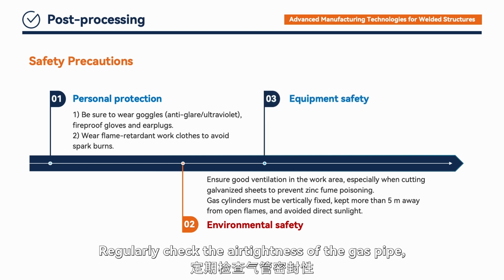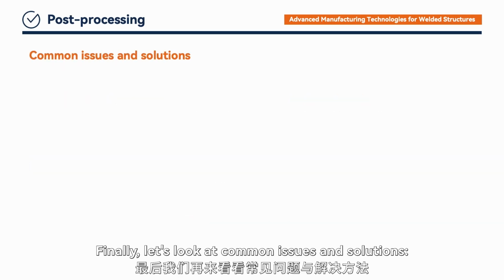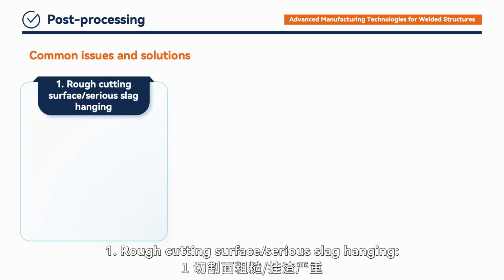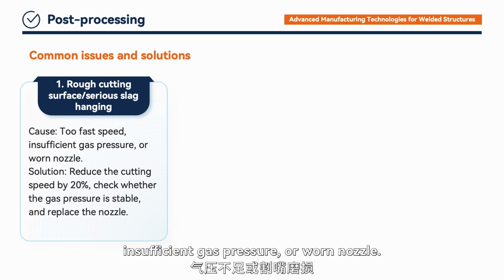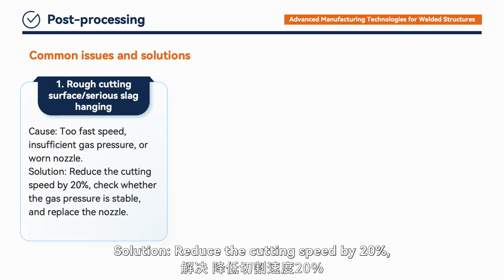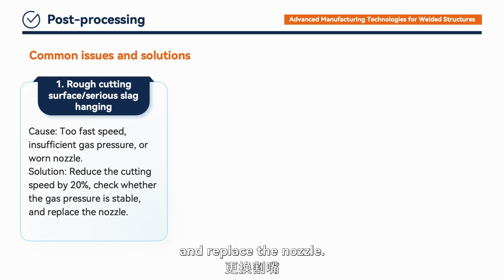Equipment safety. Regularly check the air tightness of the gas pipe and use soapy water to detect leaks in the gas system. Finally, let's look at common issues and solutions. 1. Rough cutting surface / serious slag hanging. Cause: too fast speed, insufficient gas pressure, or worn nozzle. Solution: reduce the cutting speed by 20%. Check whether the gas pressure is stable and replace the nozzle.